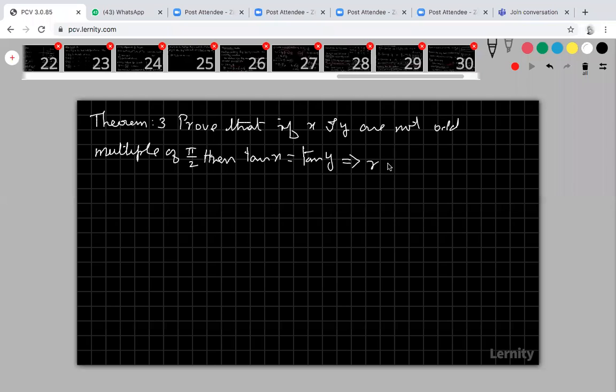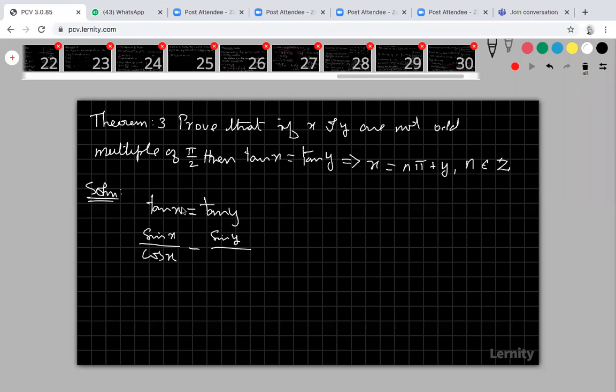Implies x is equal to n pi plus y, where n belongs to Z. Okay, look at that. My solution, our proof: tan x is equal to tan y is given. This is the equation. I'm going to solve the equation and find the relation between x and y. So this is nothing but sin x by cos x minus sin y by cos y.